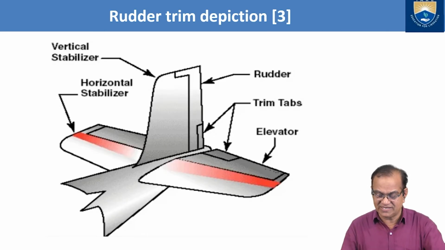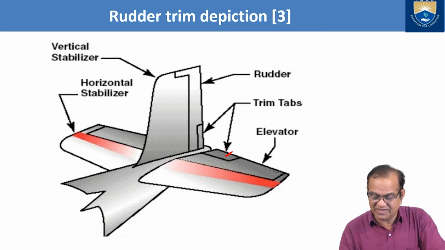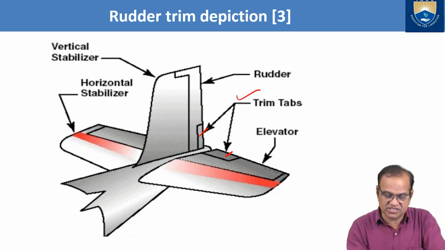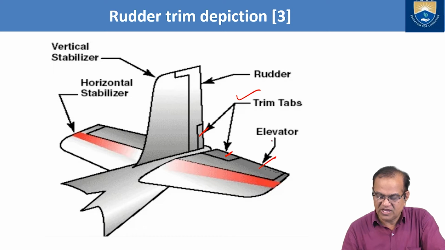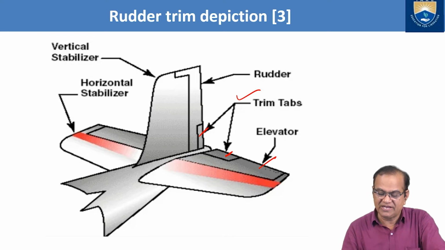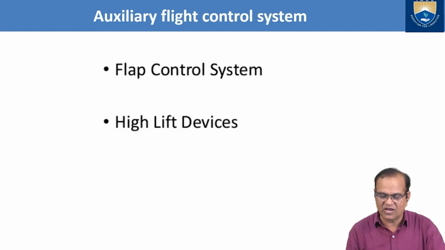Here you can see that this is the elevator trim tab, and this is the rudder trim tab. This is the rudder and this is the rudder trim tab. So these things are used, and this is called the vertical stabilizer, this is the horizontal stabilizer, and this is the elevator. So in the elevator we also have the trim tab, and in the rudder also we have the trim tab, and it will go in the opposite direction. Okay, just like I have shown.